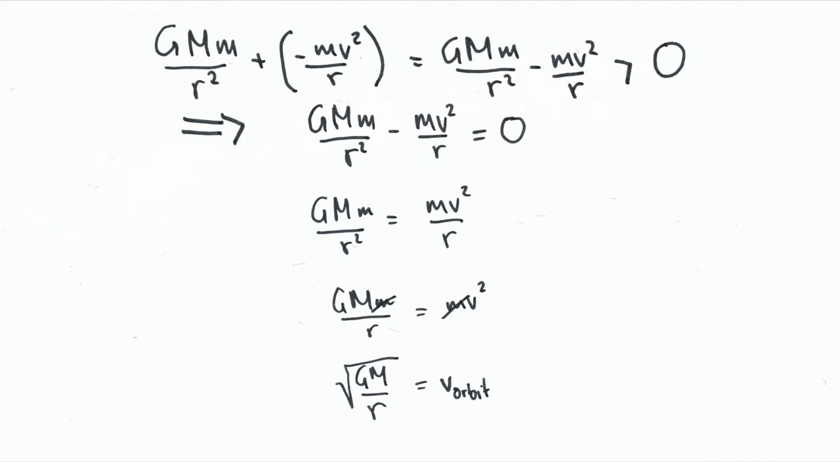Now we can do some magical algebra to show that v orbit is equal to the square root of capital G times capital M divided by r, where M is the mass of the body you are orbiting and r is the distance away from the body you are orbiting. That's for a circular orbit. There are different types of orbits, but that's enough for today.